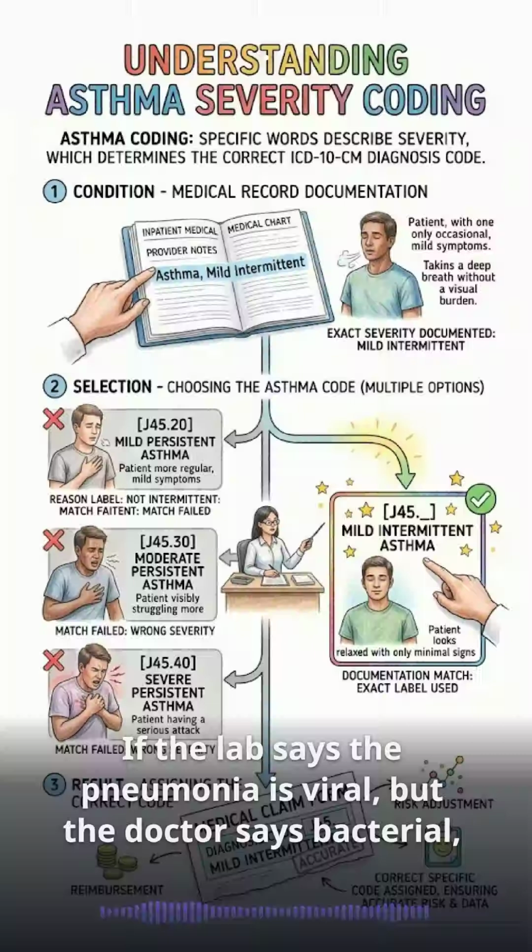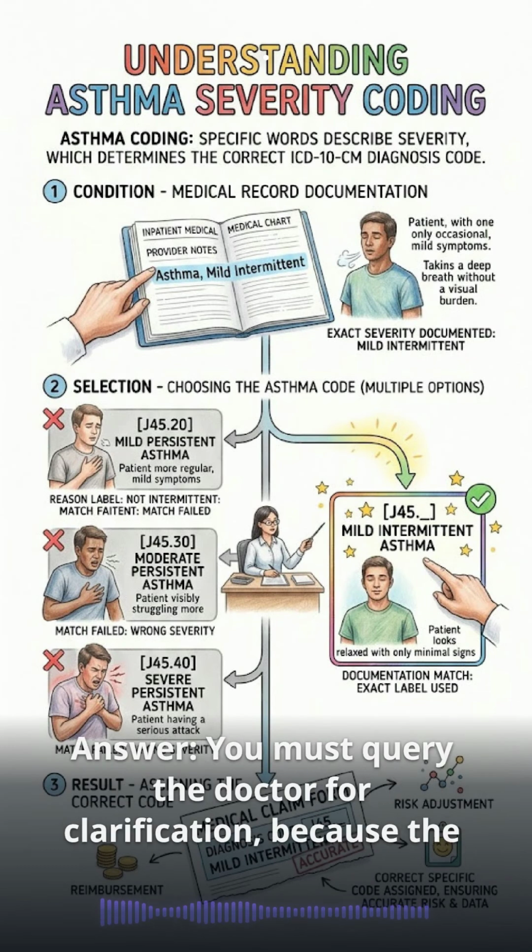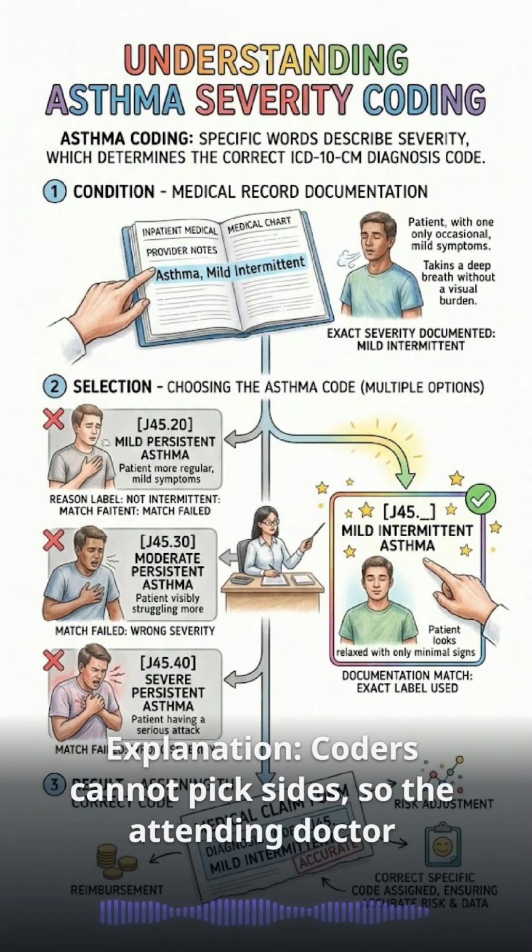45. If the lab says the pneumonia is viral, but the doctor says bacterial, what happens? You must query the doctor for clarification, because the chart has two very different answers. Coders cannot pick sides, so the attending doctor must always make the final medical decision.